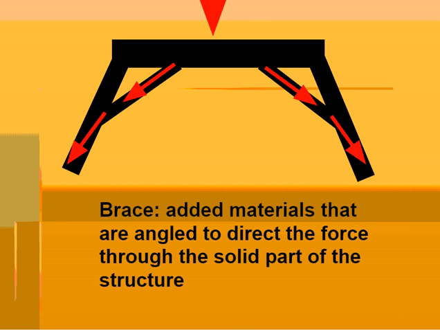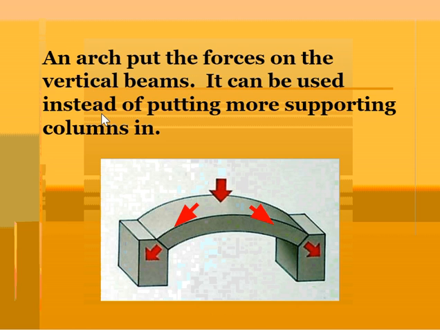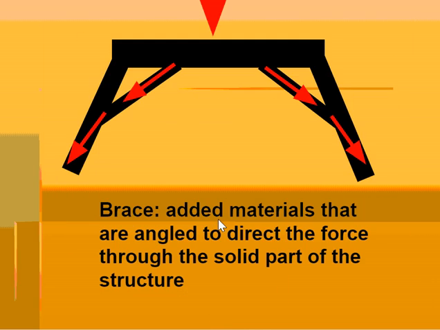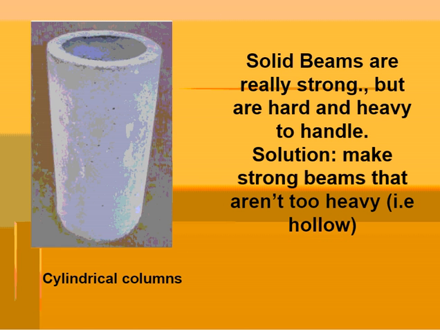Here's an example of a brace. Those additional supports, we saw a few of those here, right? There are braces there. It's added material that is angled to direct the force through the solid part of the structure, so down through those support columns.